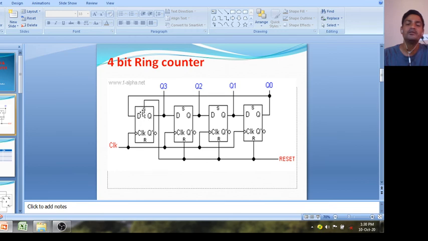So what will happen? This flip flop will be preset, meaning Q3 will be 1, because at the others we are connecting the killer, so their outputs will be 0, but Q3 will be 1 because we are applying preset to this flip flop. So before applying the clock pulse, what will be the values of Q3, Q2, Q1 and Q0? Q3 will be 1, Q2 will be 0, Q1 will be 0, and Q0 will be 0.